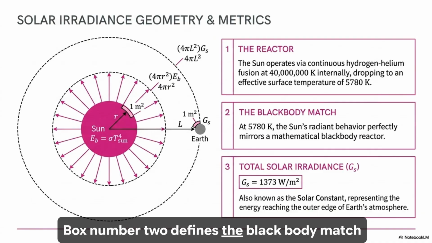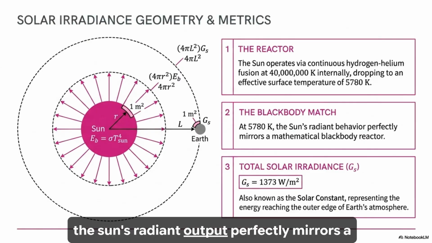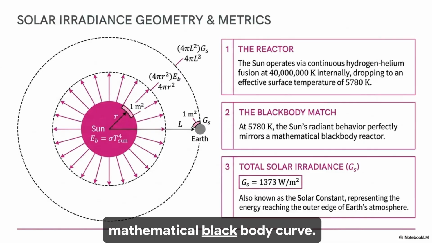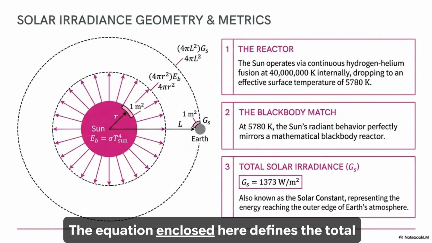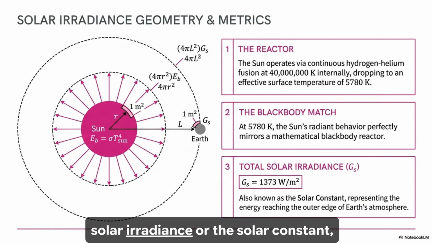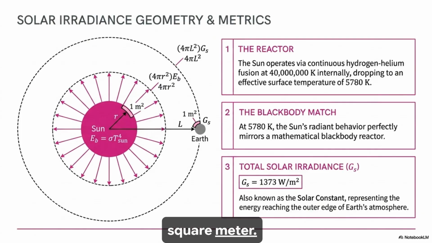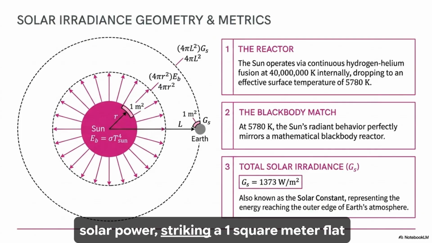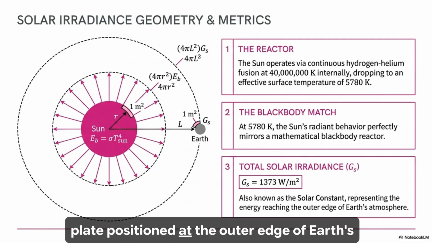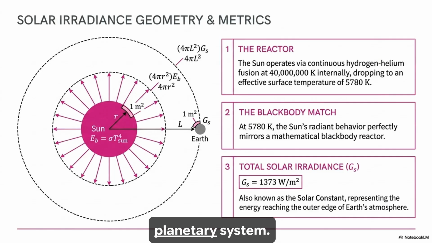Box number 2 defines the blackbody match, noting that at this surface temperature, the Sun's radiant output perfectly mirrors a mathematical blackbody curve. Now look at box number 3 at the bottom right. The equation enclosed here defines the total solar irradiance, or the solar constant, establishing its value at exactly 1,373 watts per square meter. This metric represents the raw, unattenuated solar power striking a 1 square meter flat plate positioned at the outer edge of Earth's atmosphere. This is the baseline energy entering our planetary system.